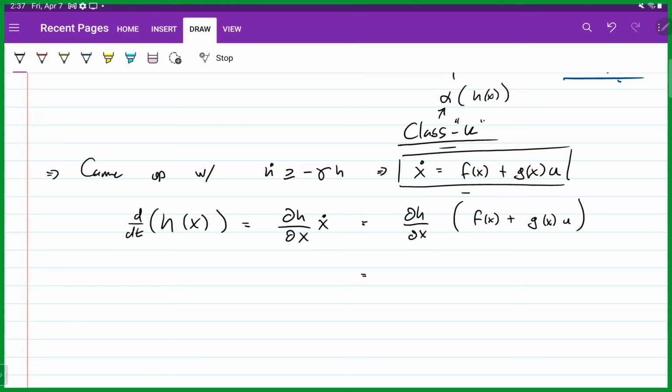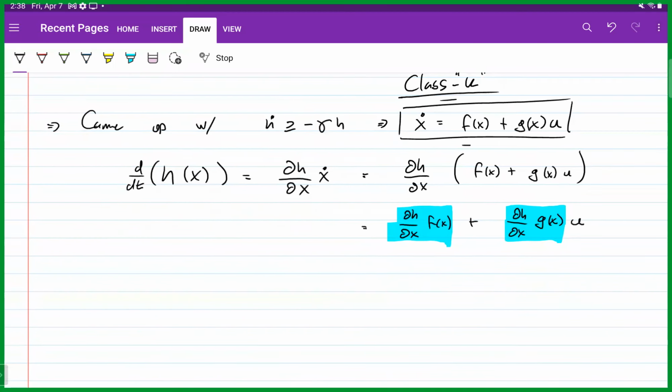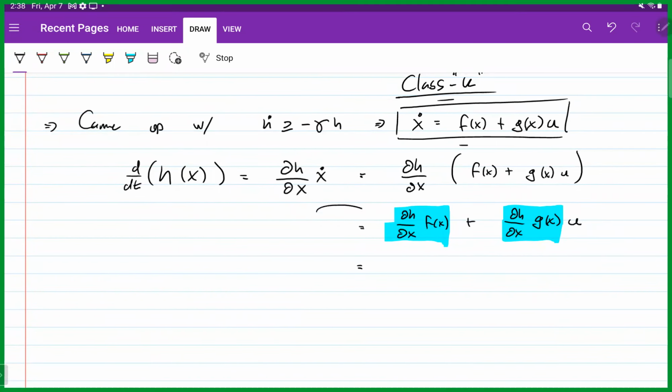And I'm going to go ahead and expand this expression. We're going to get dh dx f of x plus dh dx times g of x times u. All right, so pop quiz question over here. Do we remember what these terms are? Do these look familiar from anything else that we discussed in the class? It was a while ago. Any thoughts? Yeah, so these are Lie derivatives, right? So this is actually a Lie derivative of our system, okay? So remember we called this LFH, right?